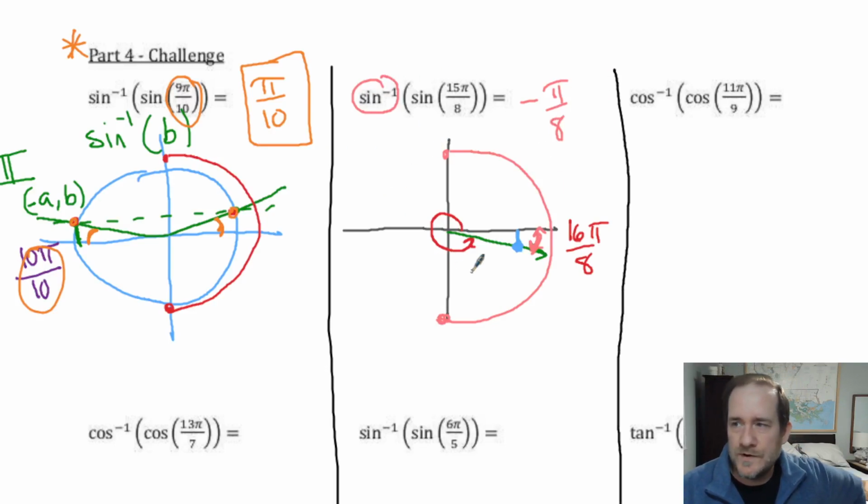We should probably do these in degrees, but I don't feel like it. I want to jump ahead to the other thing.